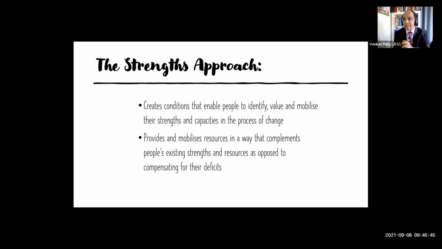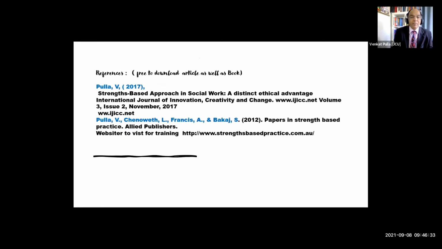So what the strengths approach does is create conditions that enable people to identify, value and mobilize their strengths and capacities in the process. So we as workers complement the existing strengths of the people, the resources, as opposed to compensating for their deficits. True, there are certain things that you need to do. Somebody is in need of a wheelchair, of course, you won't ask him, go buy it. If it's available somewhere, you'll go get that. If it is part of a privilege, you'll provide that. You won't ask him, construct a wheelchair by yourself. So there are certain things that we do, certain provisions that we operate, but there are certain things that we would help the client themselves to do.